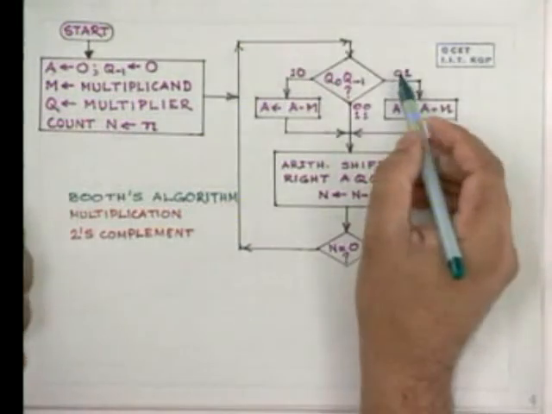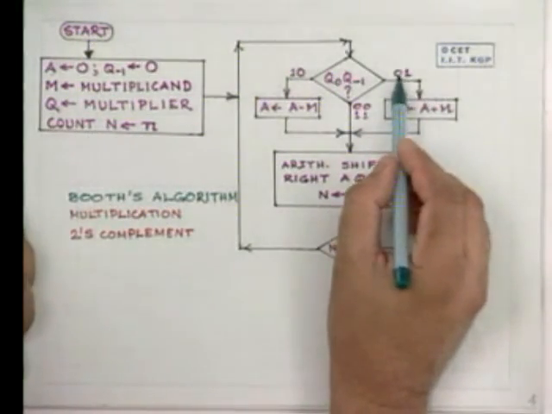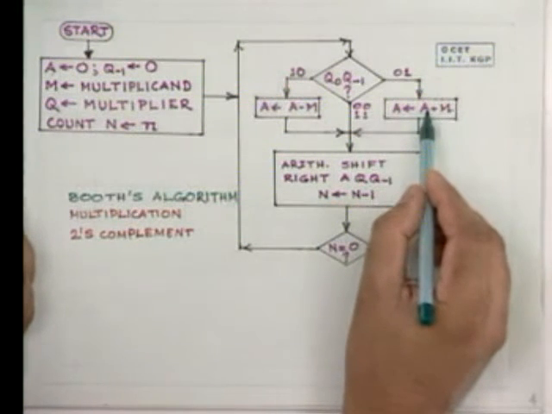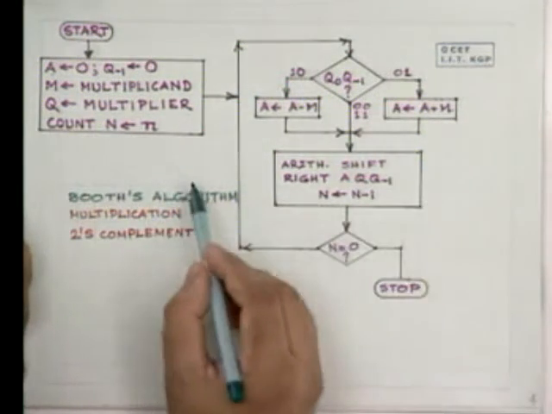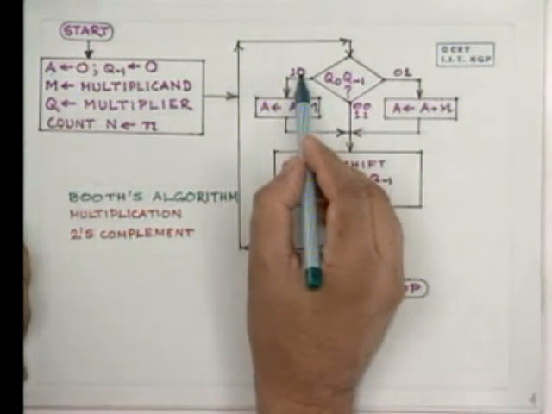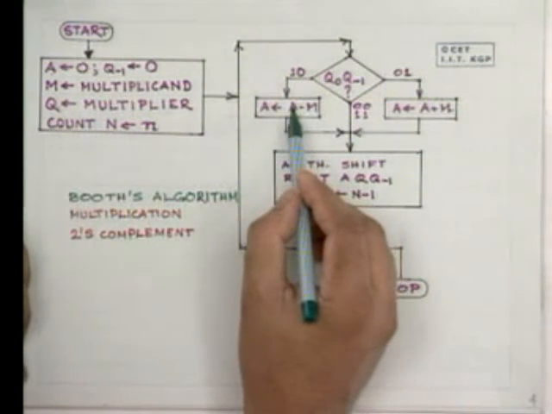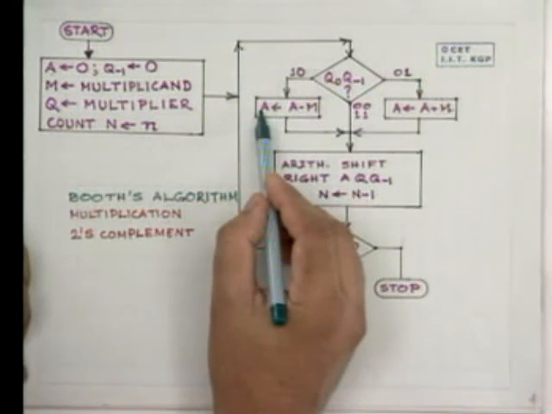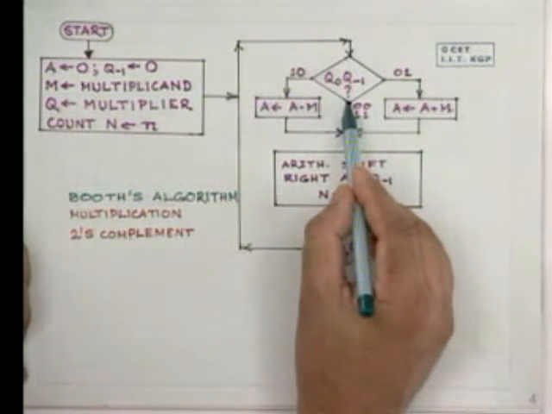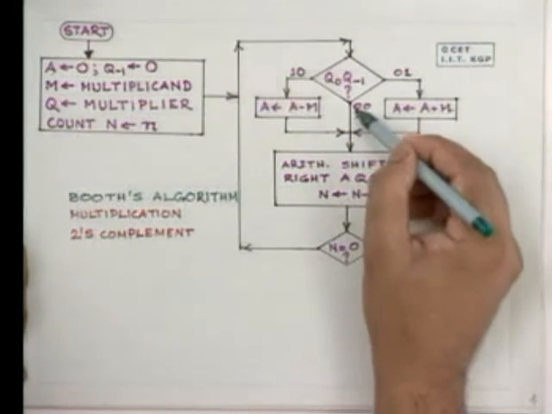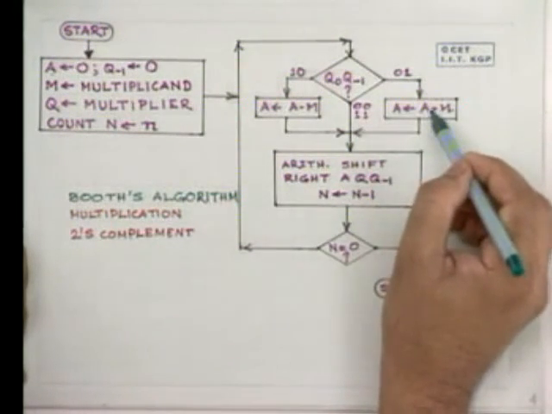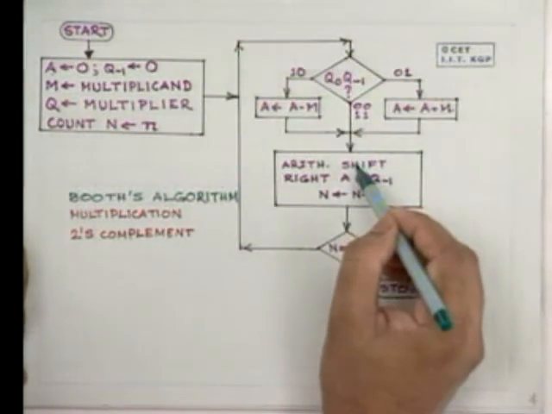If we find that these 2 bits are 0 1, then we add M to A and put the result into A. If we find that these 2 bits are 1 0, then M is subtracted from A and the result is put into A. And if these 2 bits are either 0 0 or 1 1, then we do neither addition nor subtraction. We come straight over to here.